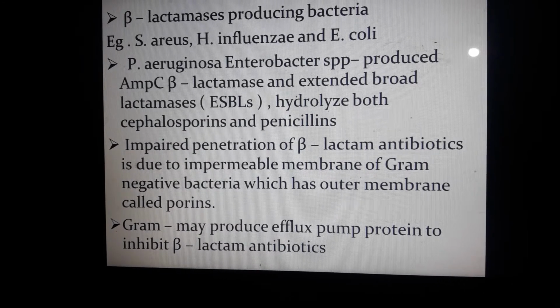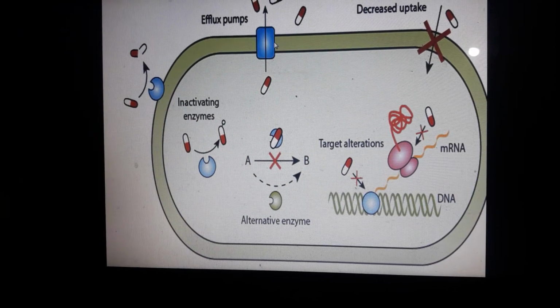And gram-negative bacteria may produce efflux pump proteins to inhibit the ß-lactam antibiotics. As I have discussed, the efflux system is a protein that is going to pump the antibiotics out of the bacterial cells. In that case, there is really a chance of 100% resistance because of the pumping of the antibiotics. The efflux system is also facilitated by the protein that is found in the bacterial cell membrane. So this one is our illustration or diagram.